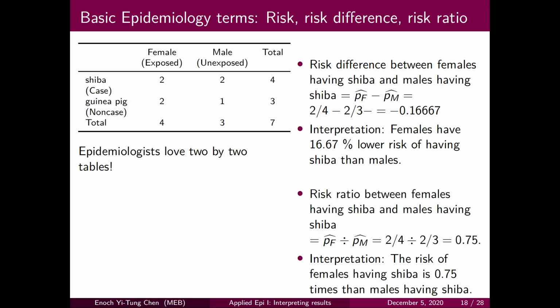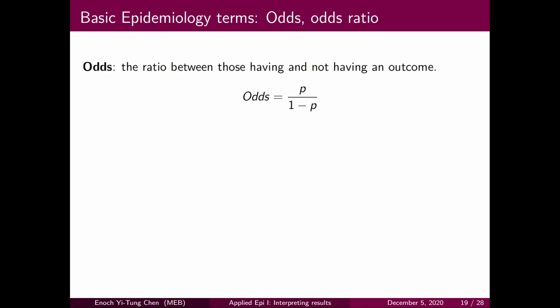Move on. The risk ratio here is 2/4 over 2/3. That'd be 0.75. Interpretation: the risk of females having Shiba is 0.75 times that of males having Shiba. This is risk: risk difference, risk ratio.